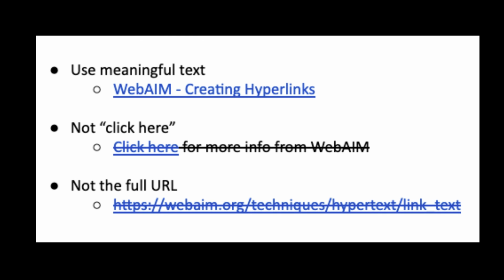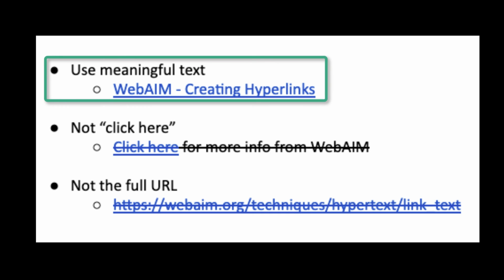To create accessible hyperlinks, link to meaningful, concise, and descriptive display text rather than "click here" or "read more." You also don't want to display the full URL, since the screen reader would read each individual symbol aloud, making it frustrating and time-consuming for the user.